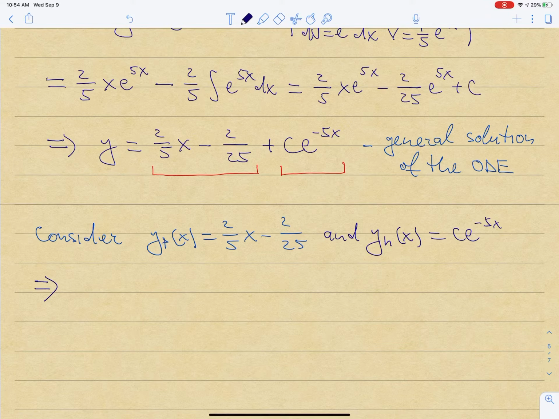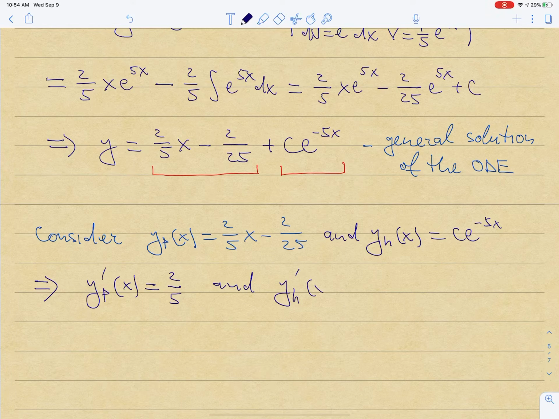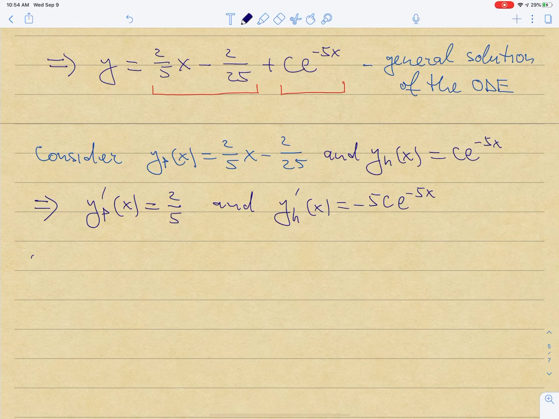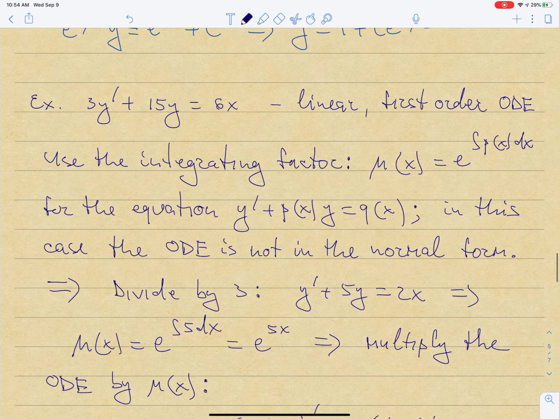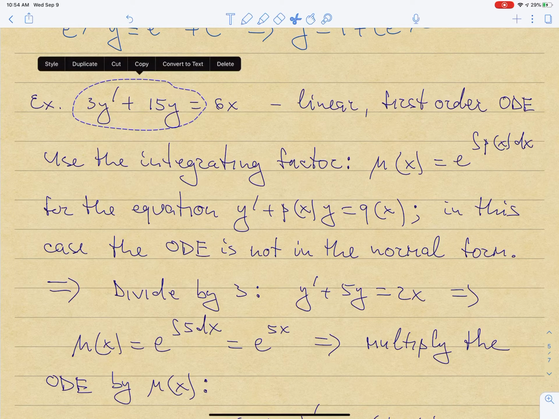So let's see, what is yp prime? That is going to be just 2/5, right? Because yp is a linear function. And if I take the derivative, yh prime of x is minus 5c e to the minus 5x. Now I'm taking yp and substituting into my equation, so yp and yp prime. The equation again, the left-hand side, looks like this.